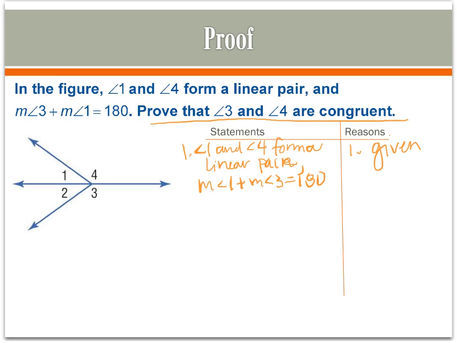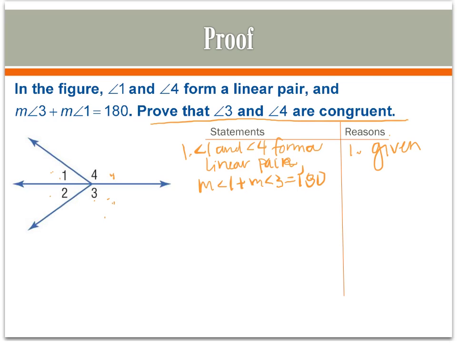Now, we want to prove that 3 and 4 are congruent. In order to prove that 3 and 4 are congruent, I probably need to prove that 1 and 2 are congruent. Or I need to prove that 1 and 3 are supplementary and 4 and 1 are supplementary. That would be another avenue that I could take. So looking at what I know, I see that 1 and 4 are supplementary, and the reason why I can say that they're supplementary is because all linear pairs are supplementary. So I think I'm going to do the supplementary route.